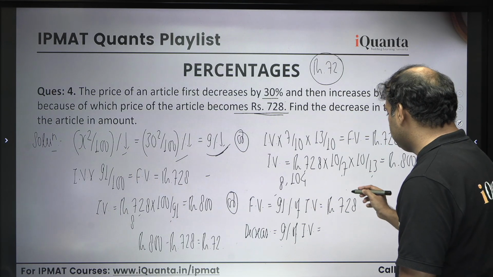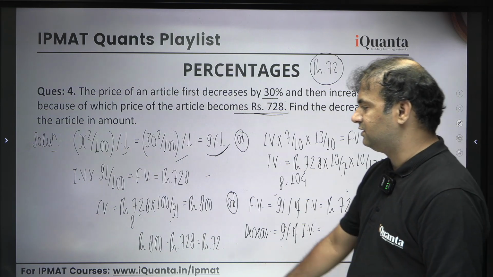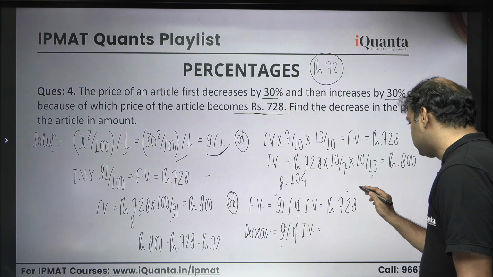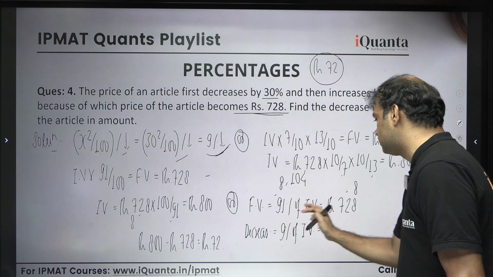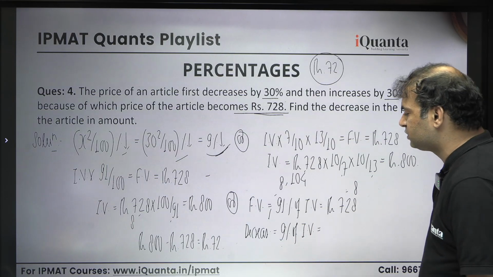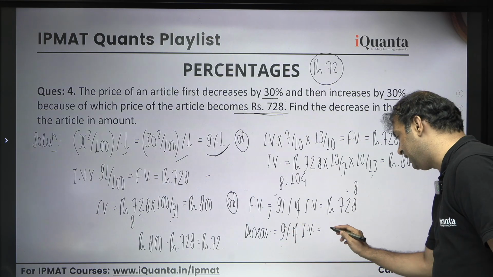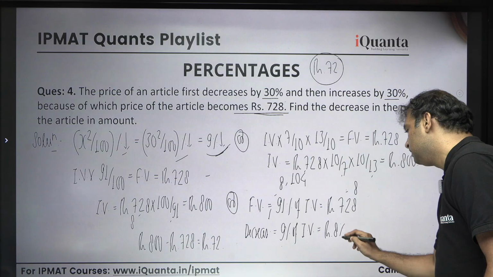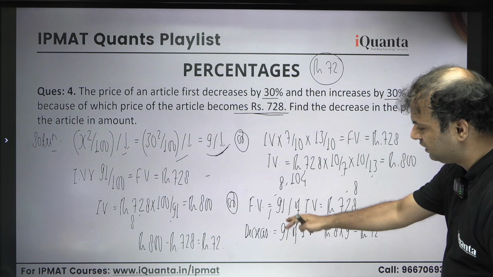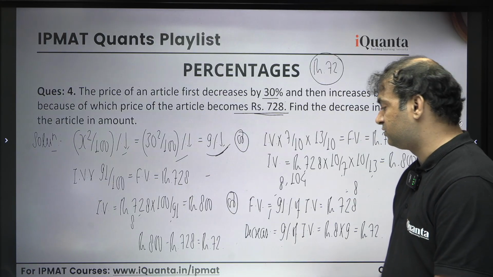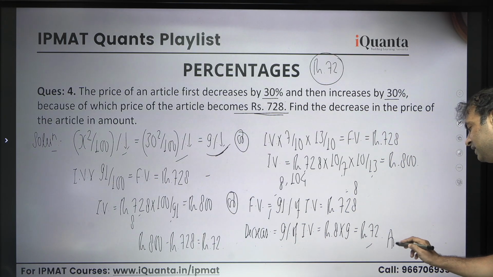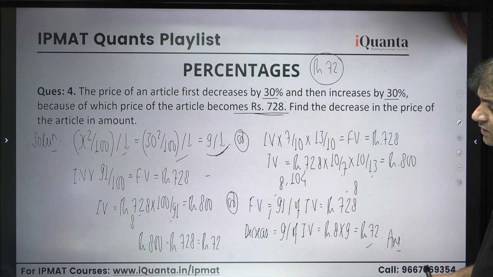So 91, luckily it cancels out again. Remember we did here as well. 728 by 91 is actually 8, right? So with this we can say that 1% of the initial value is 8 rupees. So what is 9%? Since 1% is rupees 8, 9% has to be 8 into 9, which is 72. So the amount of decrement is rupees 72, and that is the final answer in this particular way as well.